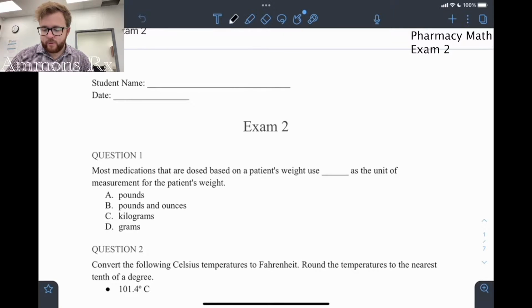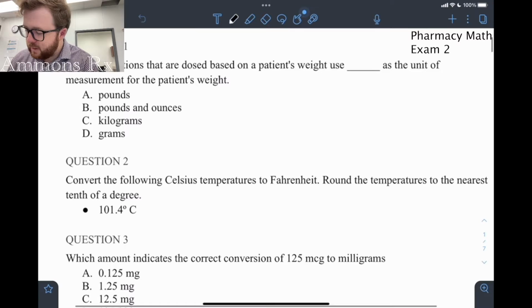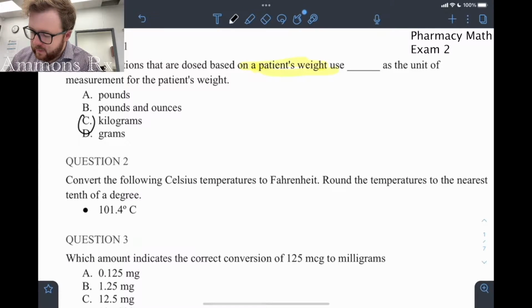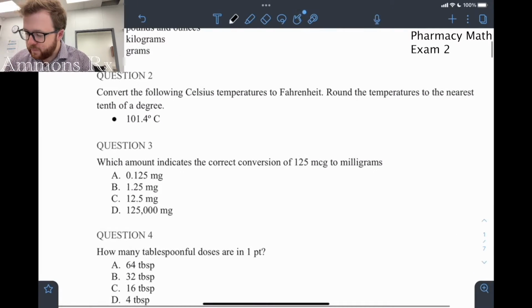So what we're going to do first is start with a medication that is dosed on a patient's weight. That is going to be kilos. That is the basic unit in pharmacy for anything that is weight-based. You might say that it's going to be pounds, but that is not right, because most doses are based off of kilos. That's why we have to use our unit conversions.